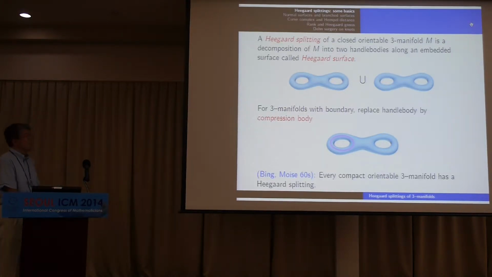And there's a classical theorem due to Bing and Moise. The theorem says that every compact three-manifold has a Heegaard splitting. That also follows from the result that every three-manifold has a triangulation. If you have a triangulation, then you take a small neighborhood of your one-skeleton, so that's the handle body, and because the dimension is 3, the complement of that handle body is also a handle body, so that gives you a Heegaard splitting. So every three-manifold has a Heegaard splitting.